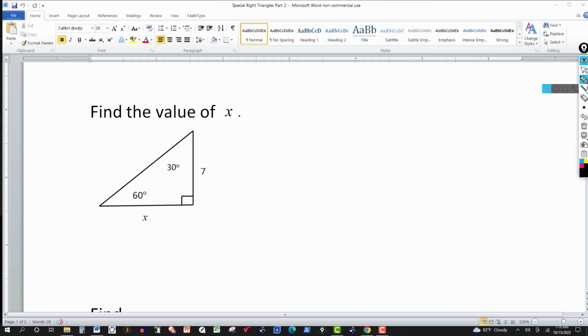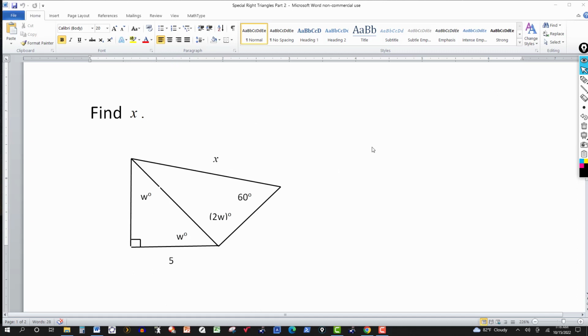Let's clear this then, and let's look at this one here. And sometimes you're going to have problems like this where you might have to use both models. So here you can see there's two triangles kind of put together here. You can see this angle here is 90 degrees. It gives you the notation for 90 degrees. And then this angle here is W degrees. This angle here is W degrees.